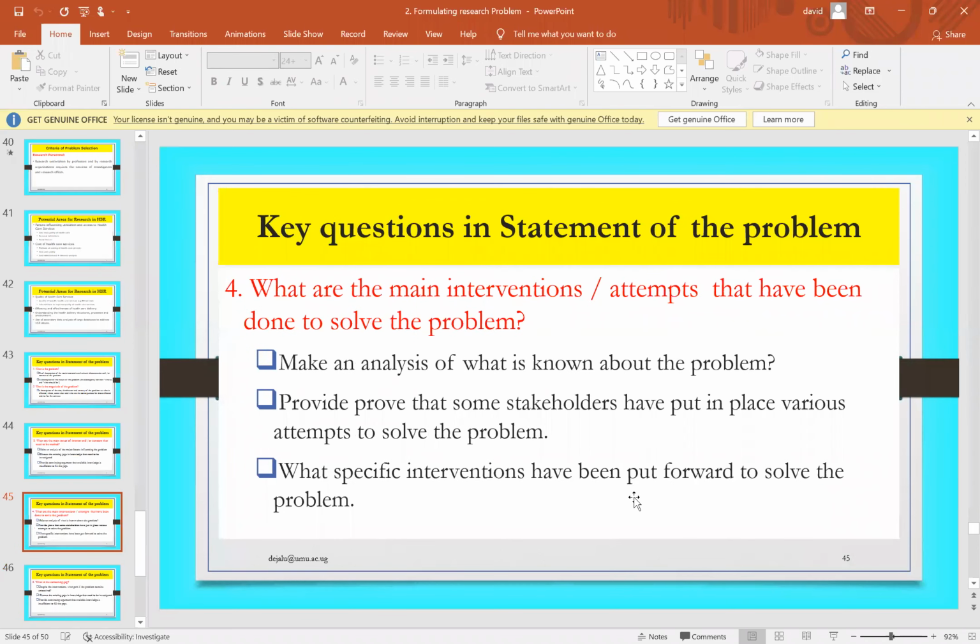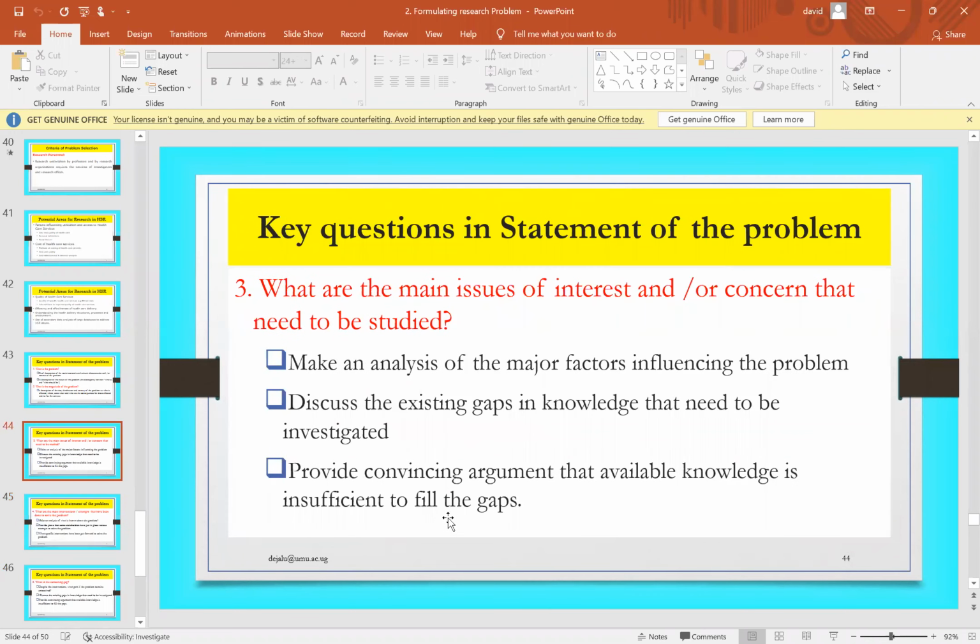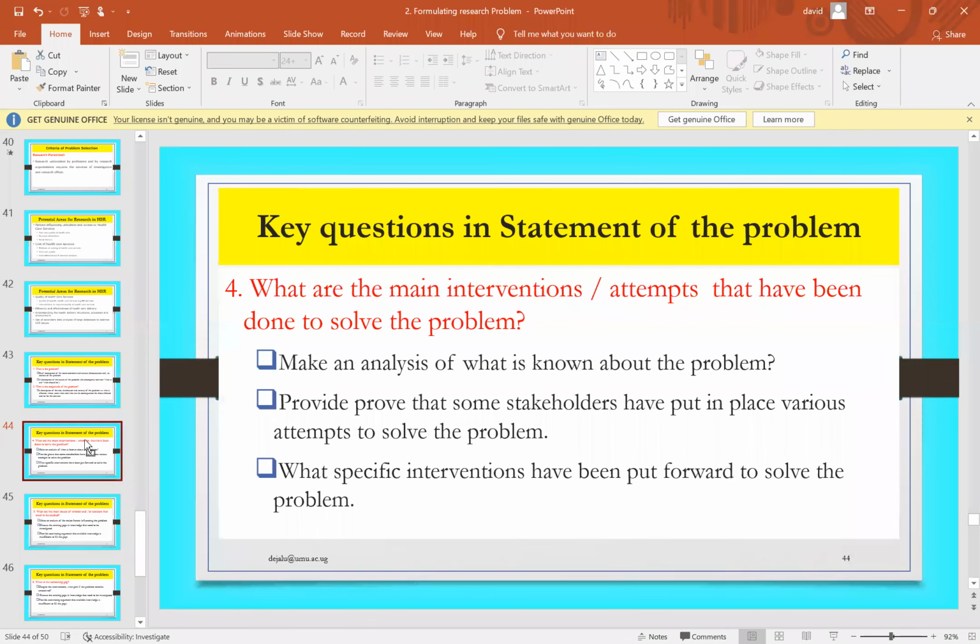So what are the main interventions or items that have been put in place? I'm going to shift the slides a little bit. I'm going to shift number 4 to number 3. So we first provide the interventions, and then we provide the main issues of concern.